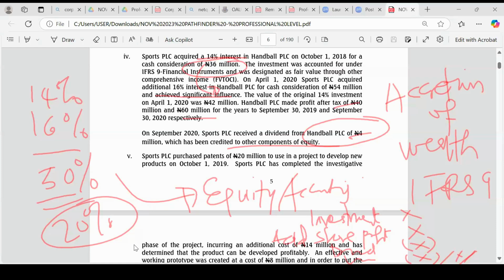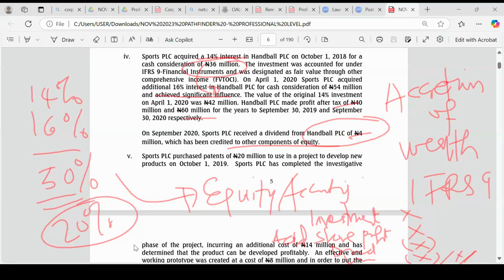Or you can also look at it like this: for the sake of the group, we don't wait until they pay us dividend in equity accounting. What we would have done is that year on year, as they were making their profit, we use the share of the profit that belongs to Sport PLC to increase their investment. So when dividend is paid, you have already accounted for that element of dividend that was paid. So you just subtract it. That's another way to look at it. All right.